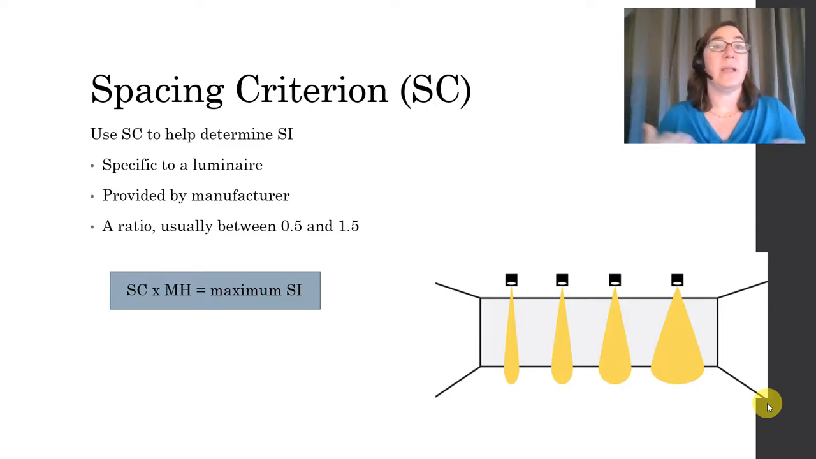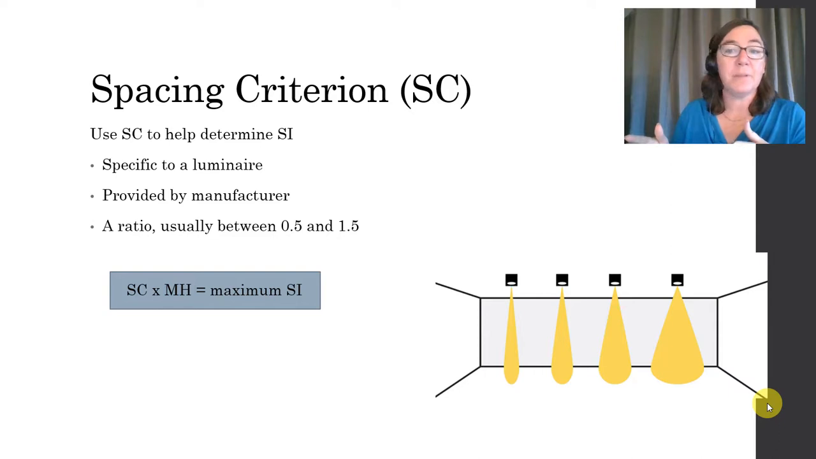We're going to use the spacing criterion, or SC, to help determine your spacing intervals. The spacing criterion is specific to a luminaire, all right, and you can see that in our example right here. We've got four different types of luminaires with different beam spread. You can see that each of them probably has a different spacing criterion. The spacing criterion is a number, it's a ratio. It's usually between 0.5 and 1.5, and it's provided to you by the manufacturer on your cut sheet or spec sheet.